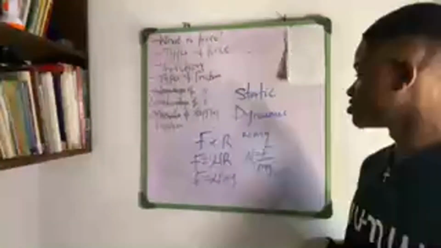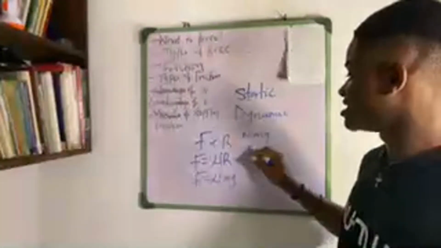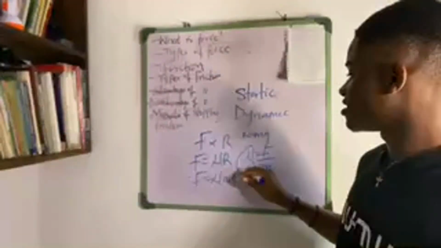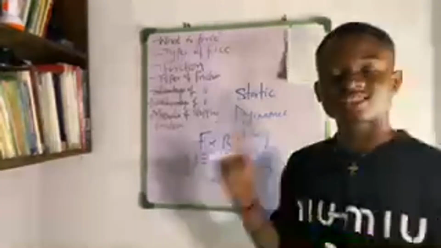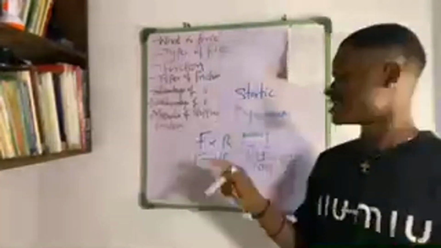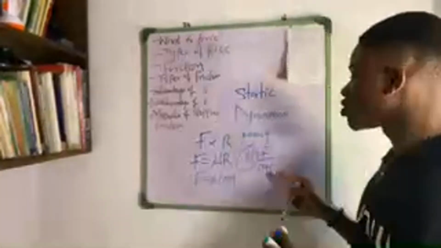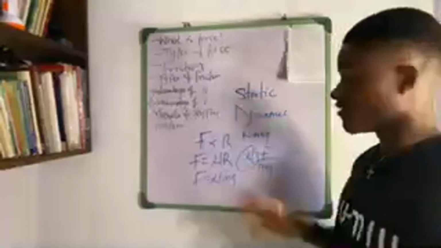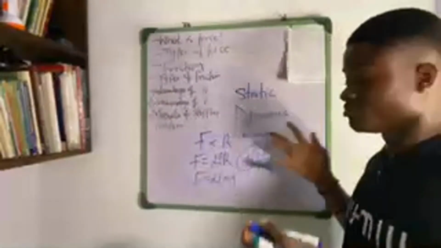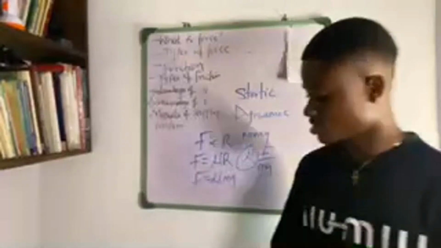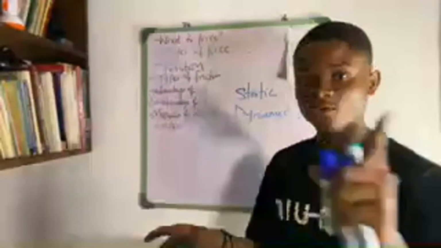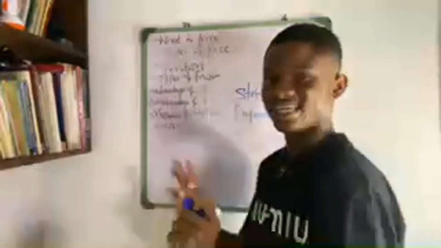So it is called the coefficient of static friction. We can define the coefficient of static friction as the ratio of force to normal reaction. Now, friction is measured in Newtons because it is a force.